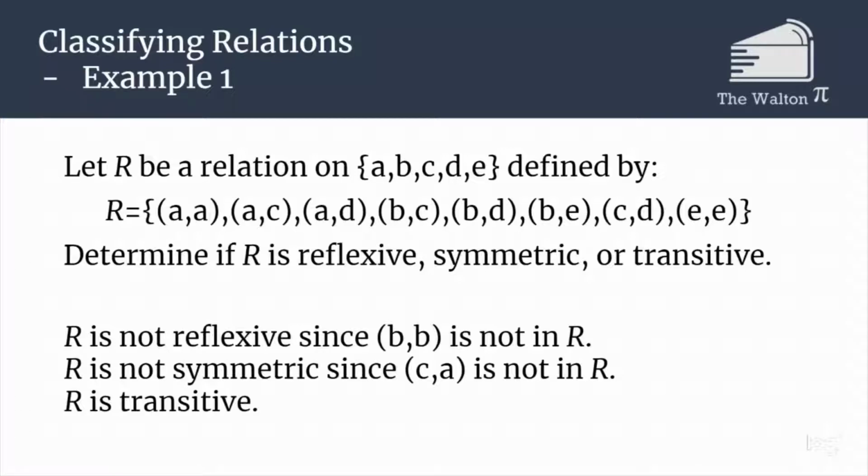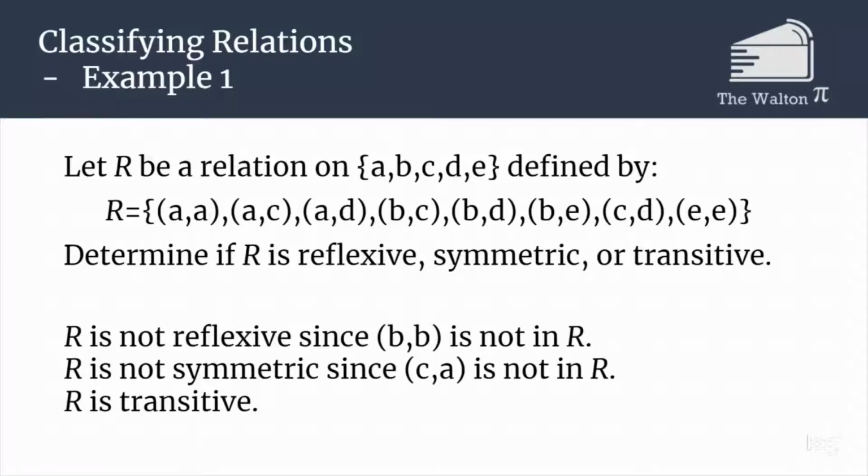So the reason it's not reflexive is the pair (b, b) is not in the relation R. For it to be reflexive, it would need to have (a, a), (b, b), (c, c), (d, d), and (e, e). It's missing several of them, but even if it was only missing the one, it would not be reflexive.